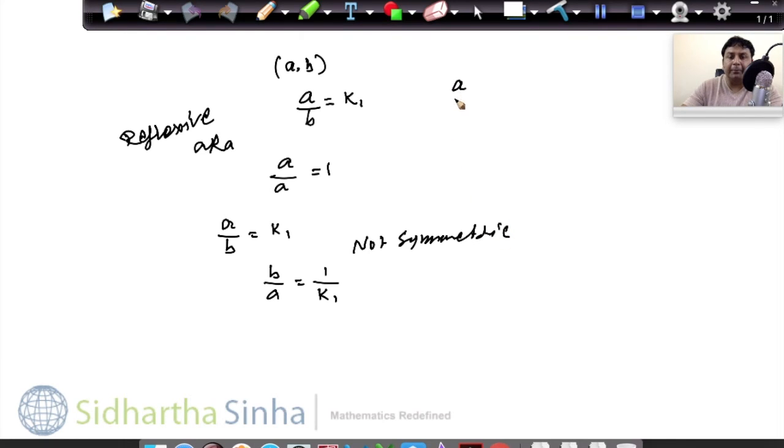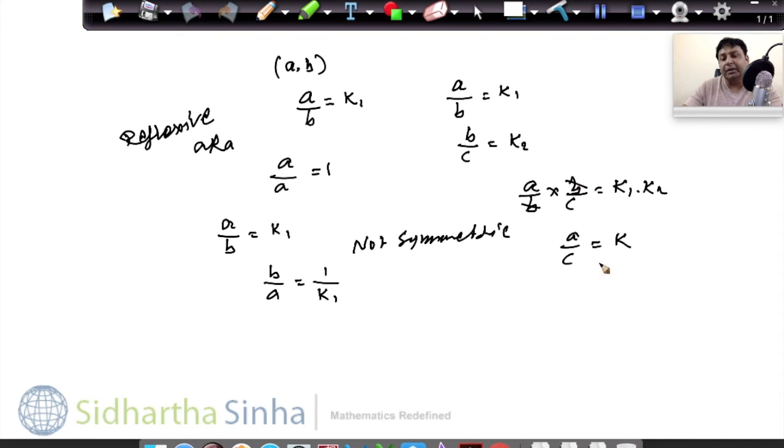However, if I have A by B equals K1 and B by C equals K2, then I have to find out what is A by C. So let's multiply them. A by B into B by C results in K1 into K2 and B cancels. So you get A by C as a new constant K. Therefore, if A is divisible by B and B is divisible by C, then A is divisible by C also. So it's transitive.